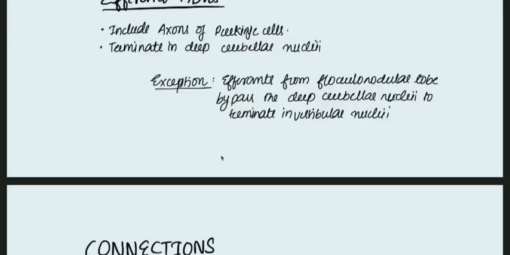Coming to the efferent fibers of cerebellum. The efferent fibers of the cerebellum arise from the Purkinje cells. So they are the axons of the Purkinje cells, and all of them terminate in the deep cerebellar nuclei. There is one exception, because the efferents coming from the flocculonodular lobe do not terminate on the deep cerebellar nuclei. Rather, they will bypass the deep cerebellar nuclei and will terminate in the vestibular nucleus.